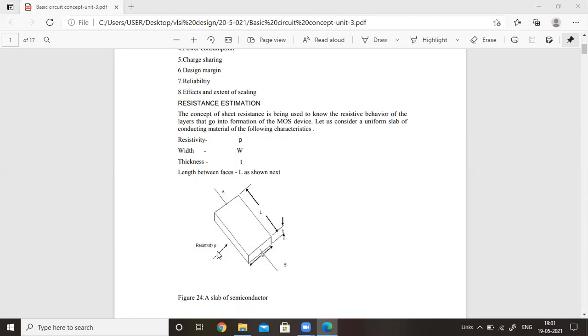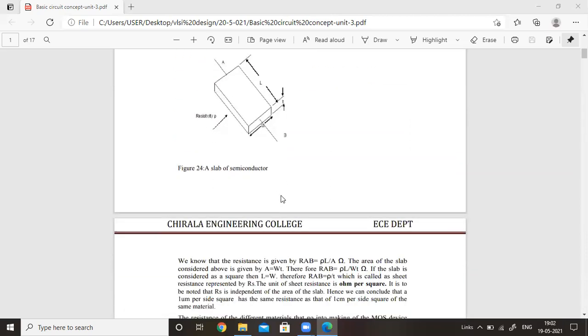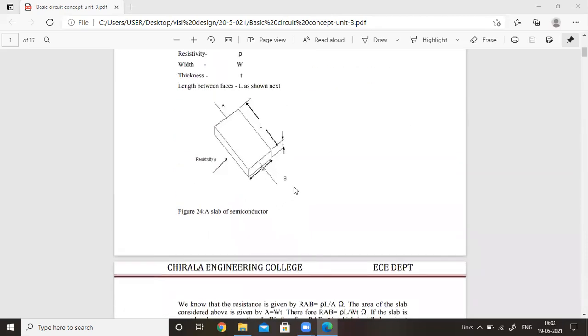Remember that point. So let us consider the resistivity is rho, the width is W, and the thickness is T. The length is the distance between the two faces, so let's take A and B as the two faces. Between A and B, the length of the conducting material is L. Depending upon that, we are going to estimate the resistance of the material.